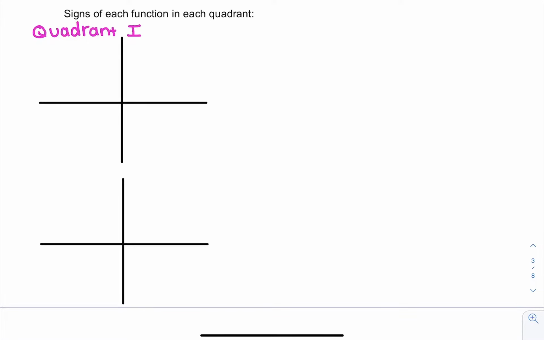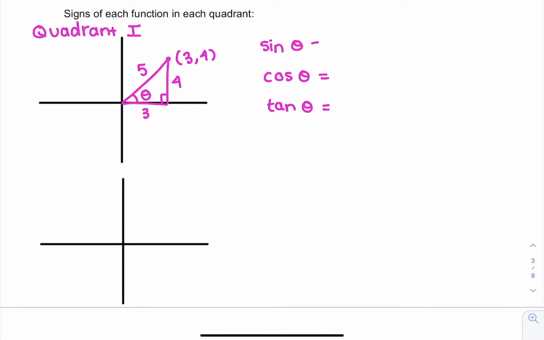So our first one we're going to start with is quadrant 1. Let's pick an easy point in quadrant 1. Let's pick the point 3, 4, because that's going to make a nice 3, 4, 5 triangle. So if we have this triangle, we've got theta right here. This side of the triangle is going to be positive 3. This side's positive 4. And then our hypotenuse is 5 because it's a Pythagorean triple. So what we're going to do is figure out what sine, cosine, and tangent are, and then see whether they're positive or negative in this quadrant.